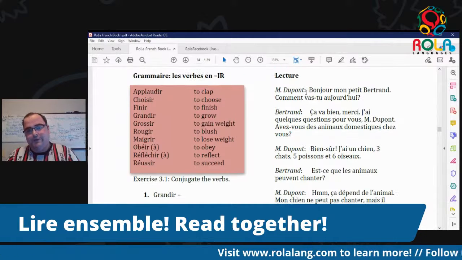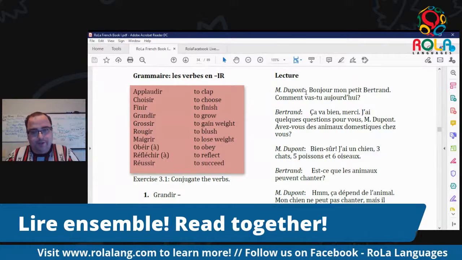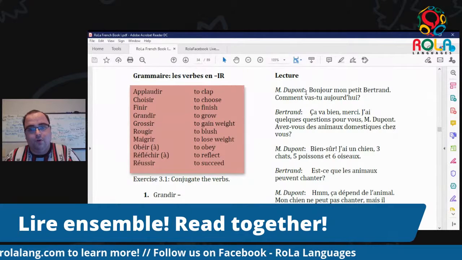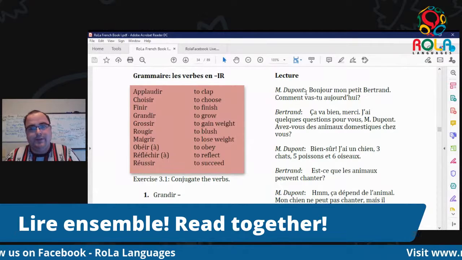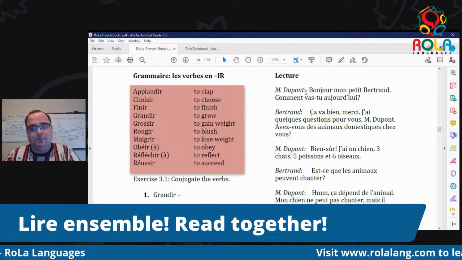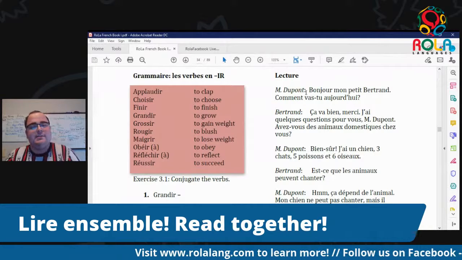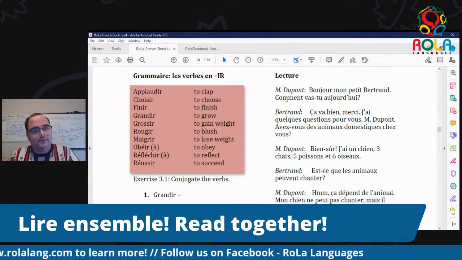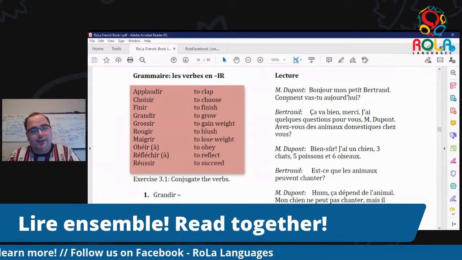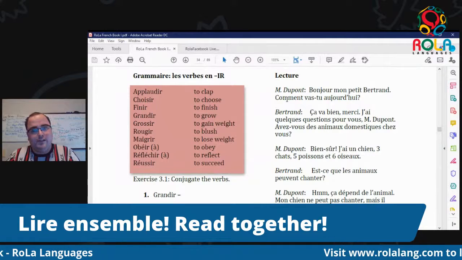Lecture. We have two people in this lecture, in this reading. We have Monsieur Dupont and Bertrand. Monsieur Dupont is older than Bertrand, I believe, because I'll show you. There's a few reasons why I believe that. So let's start. M point means monsieur in French. You'll see MME, that's madame, and you'll see MLLE, mademoiselle.